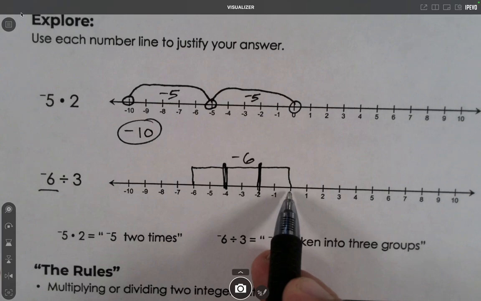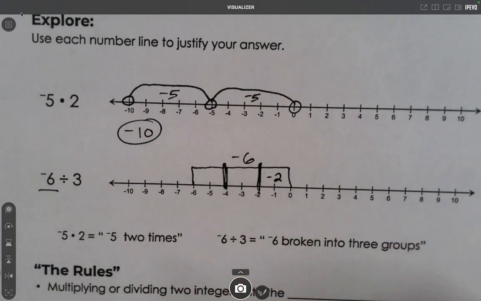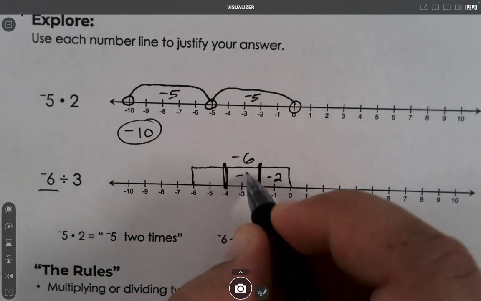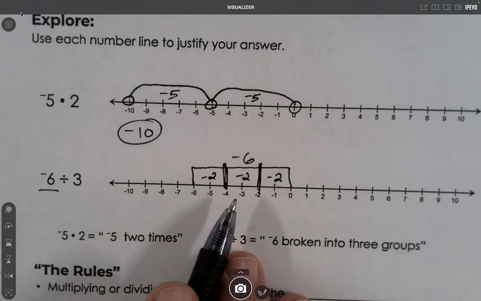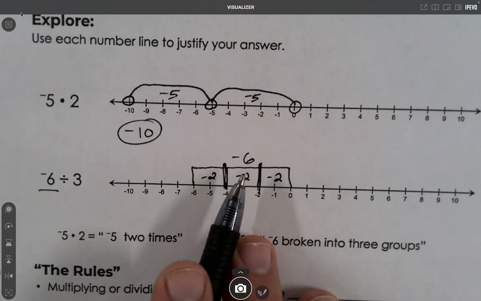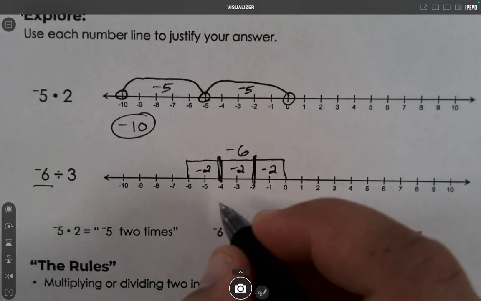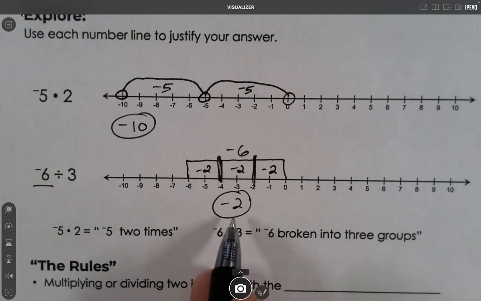And if you look, that goes from 0 to negative 2. So that's 2 steps to the left, so it's negative 2. Then we do 1, 2 more steps, 1, 2 more steps. So each of the groups we created is negative 2. So when we divided negative 6 into 3 groups, each of the groups was equal to negative 2. So negative 6 divided by 3 is negative 2.